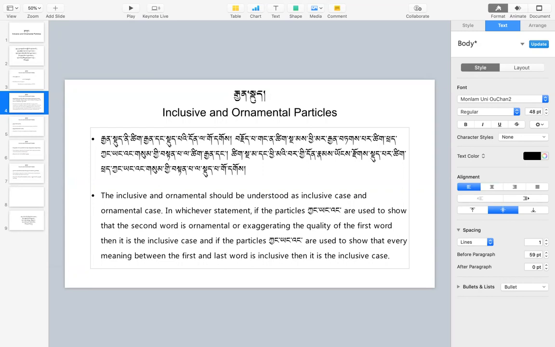So when I say usage cases, I'm merely giving a very brief introduction to this. Now, we will discuss the usage cases of the inclusive and ornamental particles in the class. Today, we are just doing a very brief introduction to everything. Okay.